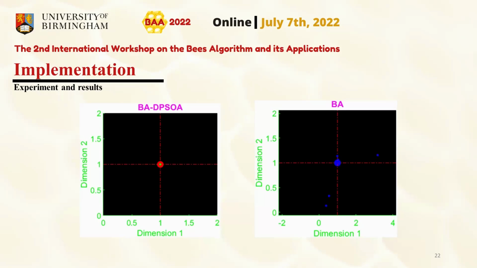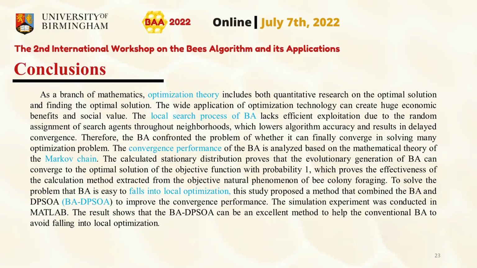The study can conclude that the probability of the combination model of Bin algorithm and the DPSOA falling into local optimization is much lower than the conventional Bin algorithm, from the simulation experiment. This is our study conclusion.